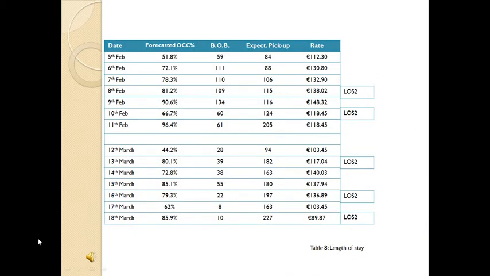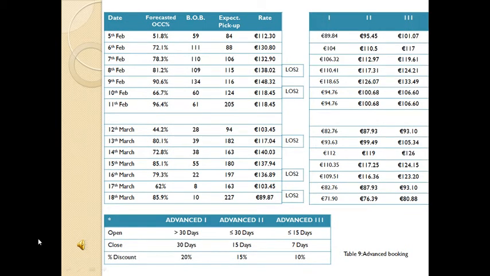Now we know the days when the most rooms are still to be booked in order to reach the forecasted occupancy percentage, and we can set length of stay restrictions as shown on this slide. This table, on the other hand, shows us the rates and how they will be changed if an advanced booking strategy is applied. All of the percentages for the special rates are extracted from the presentation by NH.